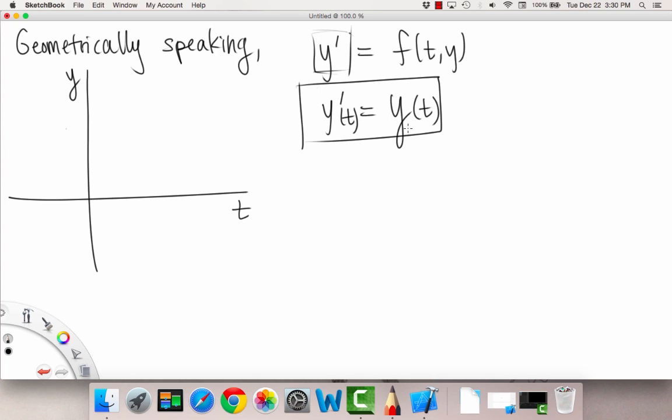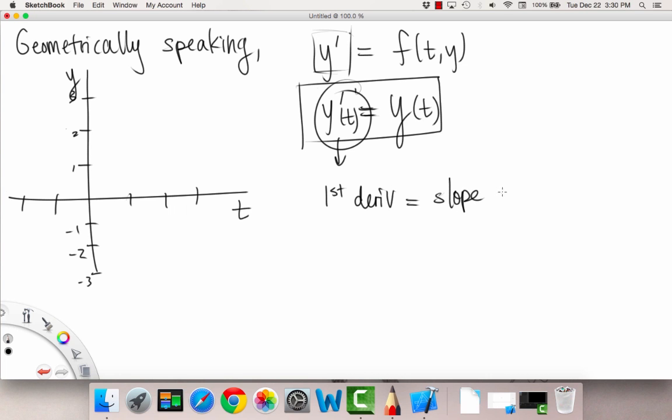So if we label this 1, 2, 3, then we have 1, 2, 3 down here, negative 1, negative 2, negative 3, then we go across on the t to the left. This means that our first derivative determines the slope of the tangent line. Remember that? The first derivative corresponds to the slope of the tangent line at any given point.